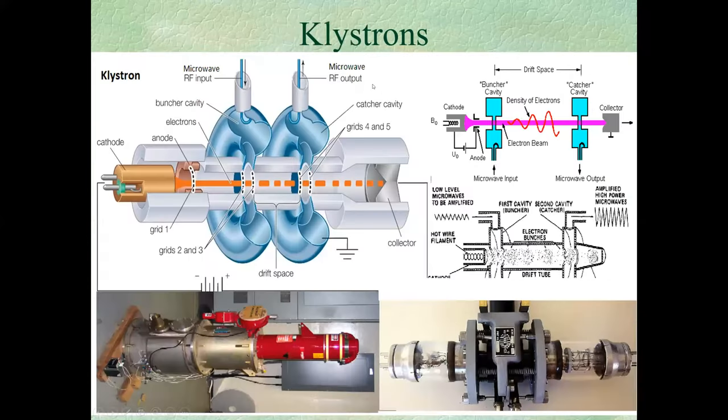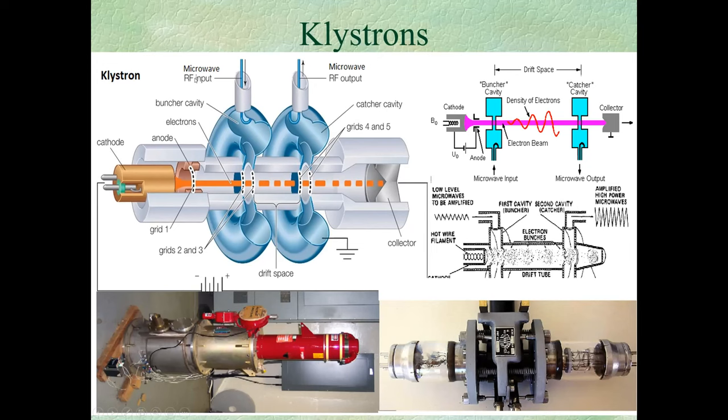Then talking about Klystron. Klystron has a cathode and then a positive anode. The first cavity is called the buncher cavity, and then it has the second cavity that is called a catcher cavity.